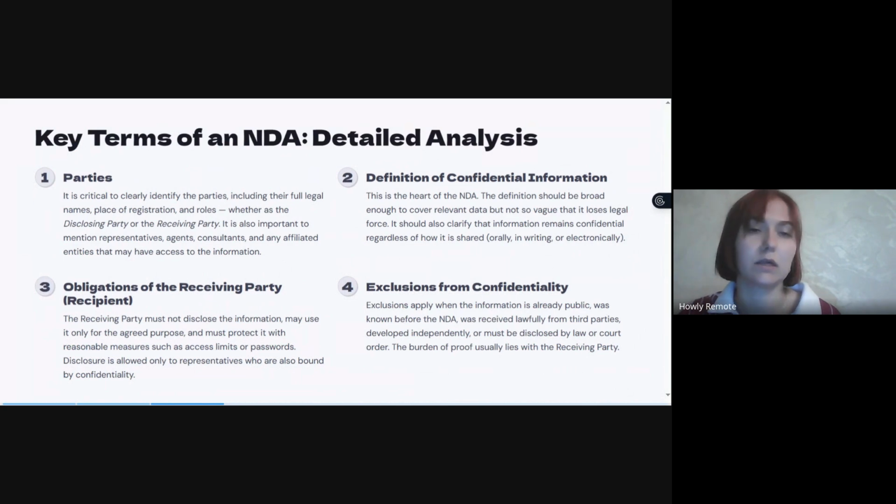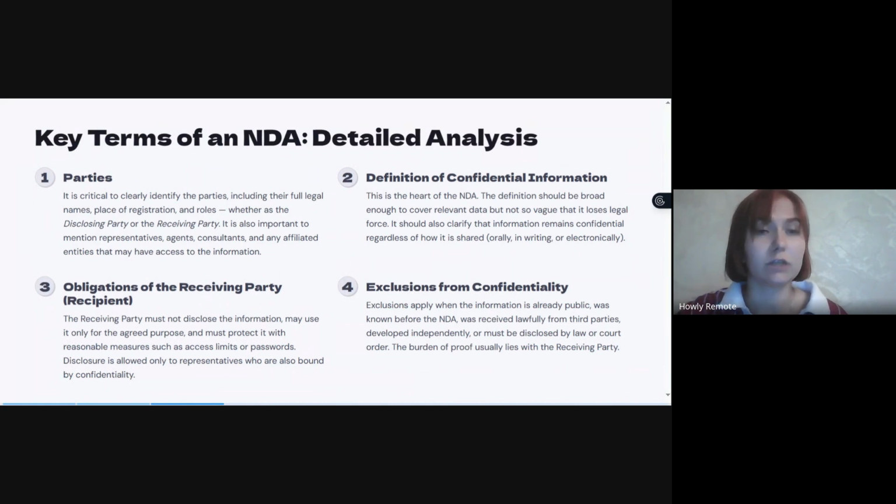A common mistake is to mention only the main company and forget about contractors or other third parties. If these parties are not included, they might not be legally bound to keep information confidential.